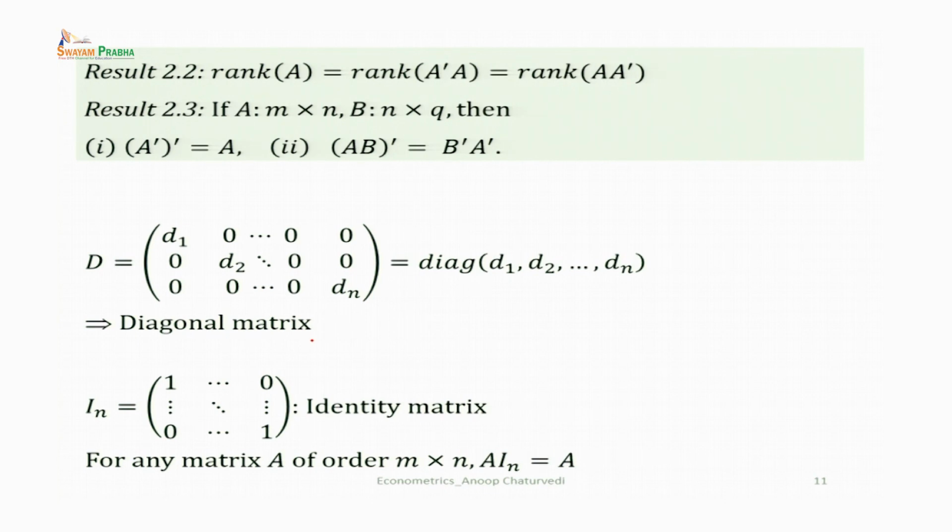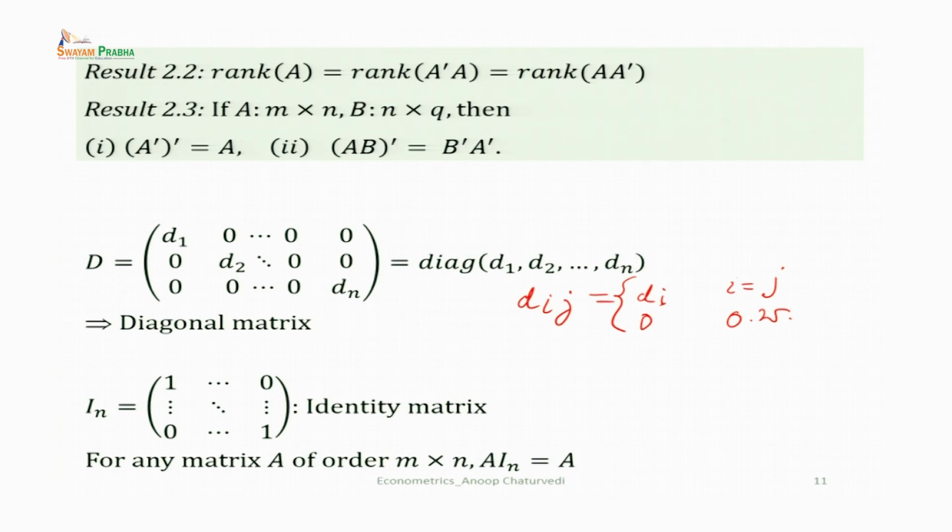Now, we define diagonal matrix. D is a diagonal matrix if all its elements are equal to 0 except the diagonal elements. Means, if say Dij is the ijth element of D, then Dij is equal to say Di for i equal to j and 0 otherwise. So, all the diagonal elements are non-zero and off diagonal elements are equal to 0. We can also write D as diagonal D1, D2, Dn.